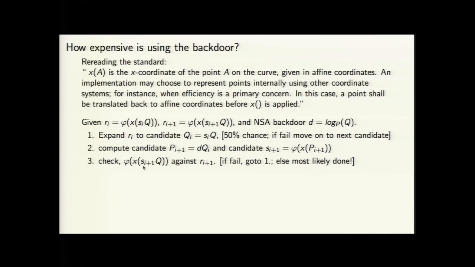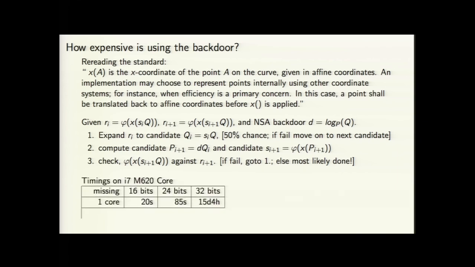So if you're missing 16 bits, that's 2 to the 16 candidates. Out of those, 2 to the 15 will work for the next few steps. Then you have to do 2 scalar multiplications, check with your NSA secret backdoor the next point, compute the x-coordinate, extract the next scalar, and check whether the next output actually matches the output you've seen. If it does, it's very, very likely the right point. If it doesn't, okay, move on to the next one.